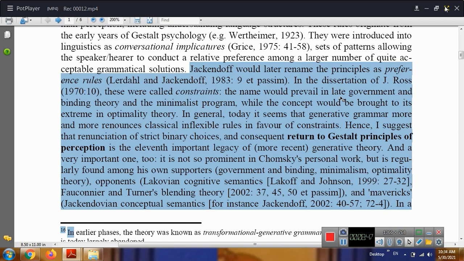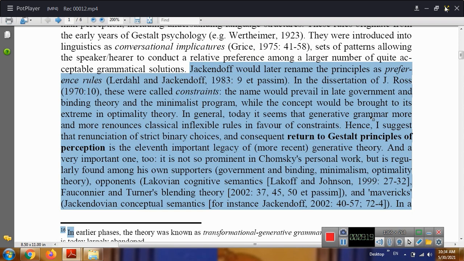In the dissertation of G. Ross in the 1970s, these were called constraints. The name would prevail in late government and binding theory and in the minimalist program, while the concept would be brought to its extreme in optimality theory. In general, today it seems that generative grammar more and more renounces classical inflexible rules in favor of constraint.